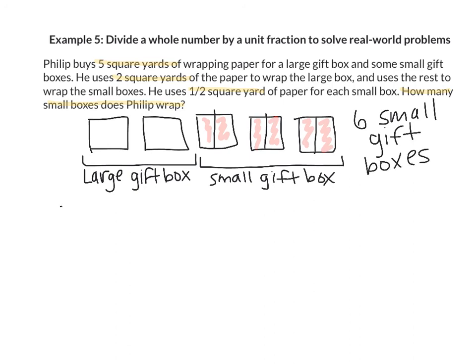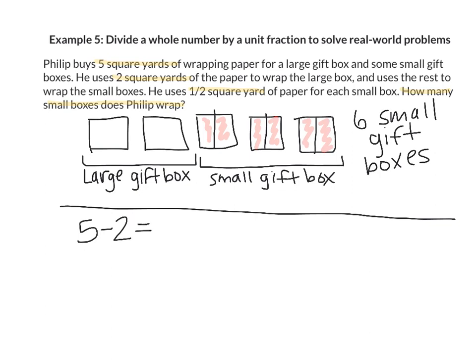If we look at another strategy that we could use, we know that he has 5 total square yards of wrapping paper, and he uses 2 square yards to wrap the large box. So we can do 5 minus 2 to figure out how many square yards are left for the small boxes, which is equal to 3 square yards. And so because he uses 1/2 square yards of paper for each small box, we're going to take our 3 square yards and divide that by 1/2, and that will tell us how many small boxes he wrapped.